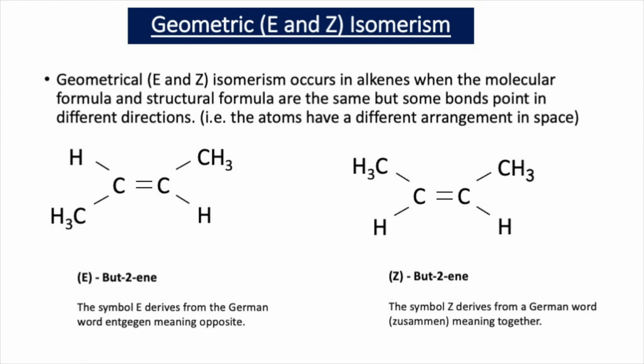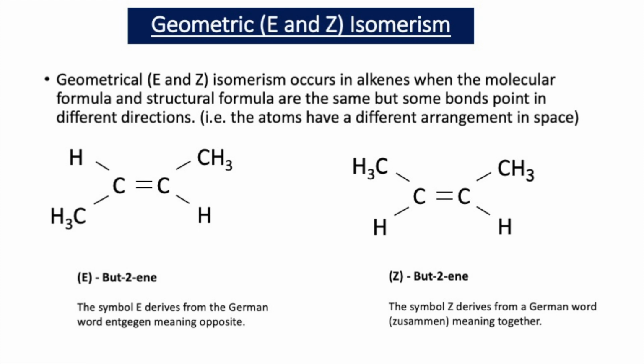And if you have butene, there's 2 possible arrangements that can exist. We could have the CH3 groups opposite each other, or we could have them on the same side of a carbon-carbon double bond. Now, when the CH3 groups are opposite each other in butene, that is called the E isomer. And it's called the E isomer because the German word for opposite starts with the letter E.